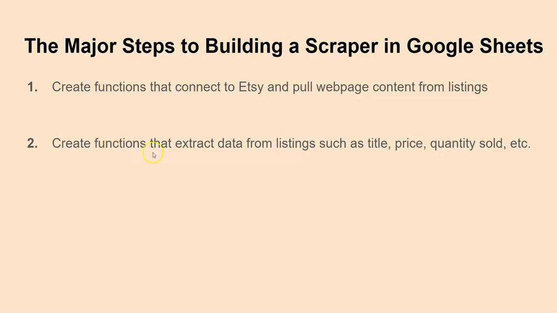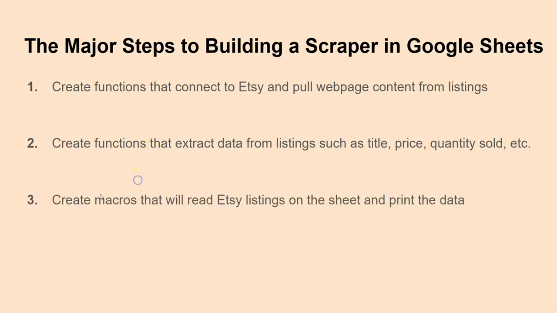Number two, you're going to create functions that extract data from listings, such as title, price, quantity sold, etc. That's the second step that we'll have to do. The third step is going to be to actually create macros that will read Etsy listings on the spreadsheet and print the data. In other words, I want to be able to actually just put Etsy URLs on the spreadsheet and then get the results right there in Google Sheets. A macro will actually do that. Those are basically Apps Script functions that will have that job. Okay, all of this will make more sense when you see the actual process in the other videos.